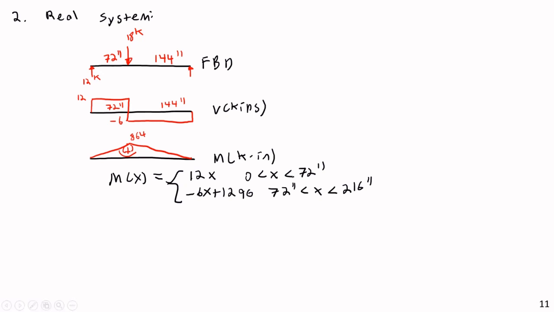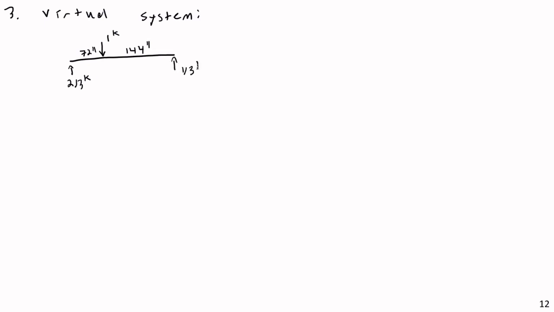Then the third step, I suppose, is going to be to look at the virtual system. And this is very similar to what we've done before, so I'm going to breeze through this one a little bit. We have our virtual system with a 1 kip unit load, 72 inches from the left-hand side, and 144 inches here, with our 2/3 kip on the left and a 1/3 kip on the right. And so that's our free body diagram.